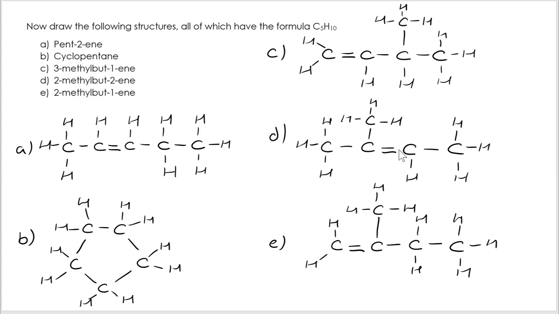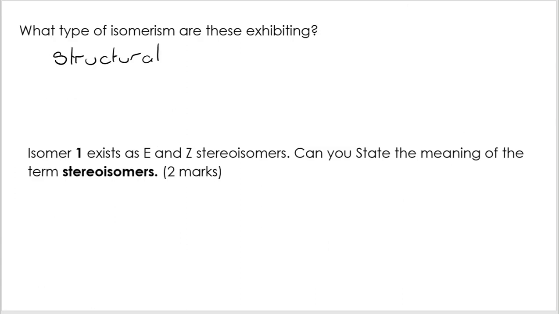C and D are positional isomers because the functional group is in a different position. And if we compare B to any of the others, they would be a functional group isomer because B is a cycloalkane and the other is an alkene. So we are looking at structural, but we've seen all examples of structural isomerism as discussed in the alkanes topic on there. Now, isomer 1 can exist as E and Z stereoisomers.